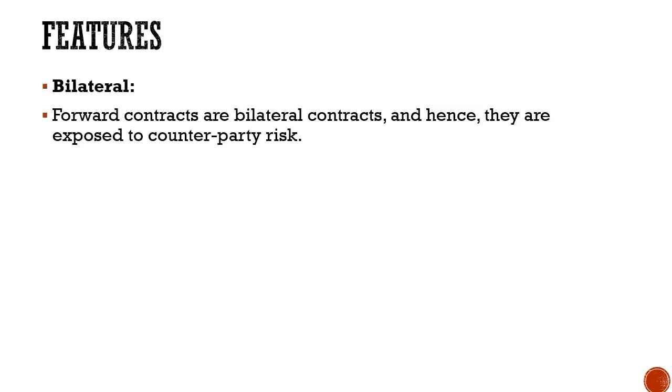Number one, bilateral. Forward contracts are bilateral contracts and hence they are exposed to counterparty risk. Counterparty risk meaning here there are two parties involved. So if any one of them makes a default, the other one will suffer.